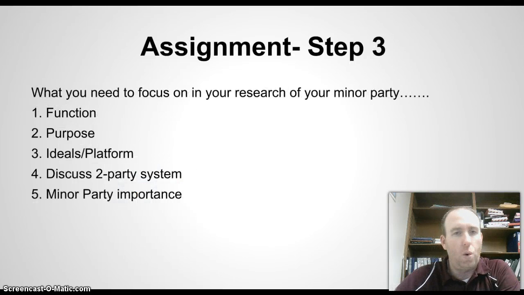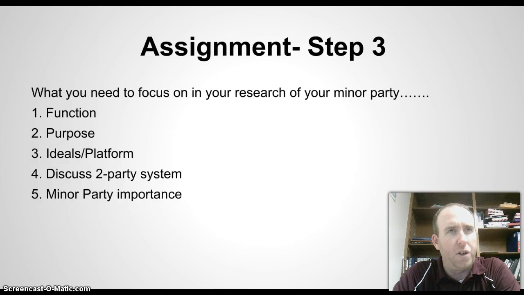Once you have picked your political party, this is what I want you to focus on during your research. Number 1, when you're looking at your minor party, look at what the function of your minor party is. It goes back to the 4 different minor parties that we were talking about a little bit. Is it a single issue? Is their function to shed light on a major issue or something that they feel is important? Is it a splinter party?